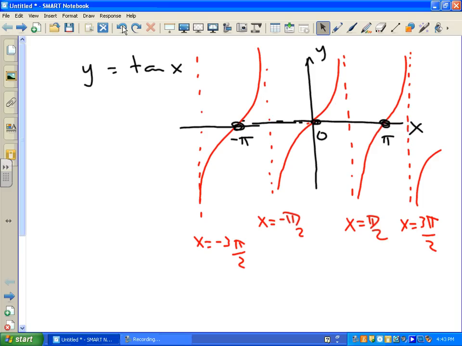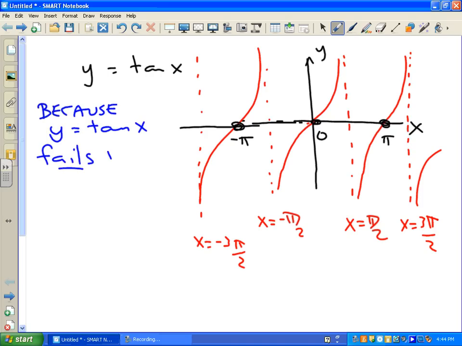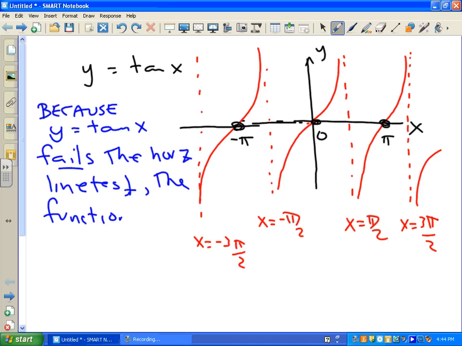So let's write that down. Because y is equal to the tangent of x fails the horizontal line test, the function is not invertible. We cannot find an inverse for this function the way it stands.